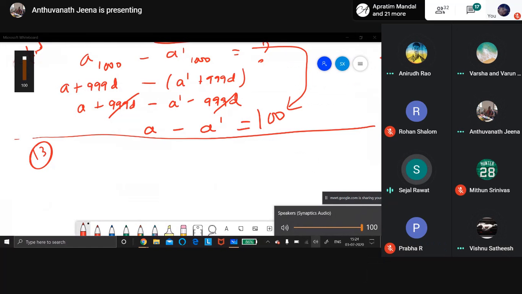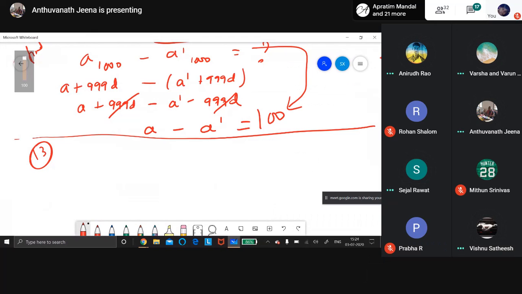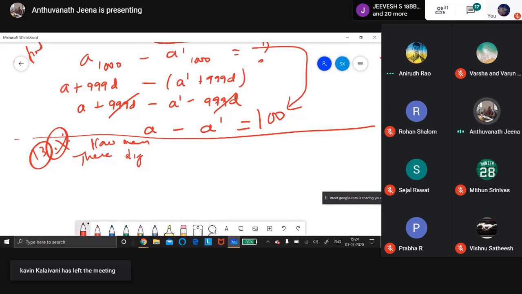How many three-digit numbers are divisible by 7? It's a very important question, children. Please practice every sum again and again. How many three-digit numbers are divisible by 7?